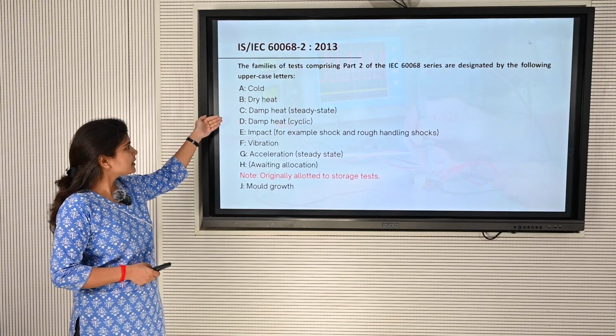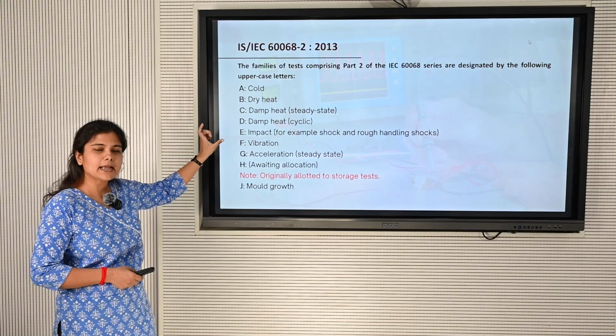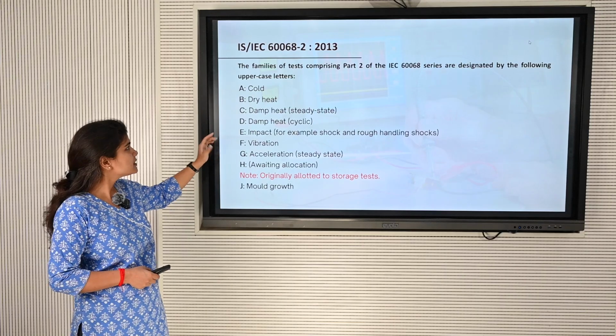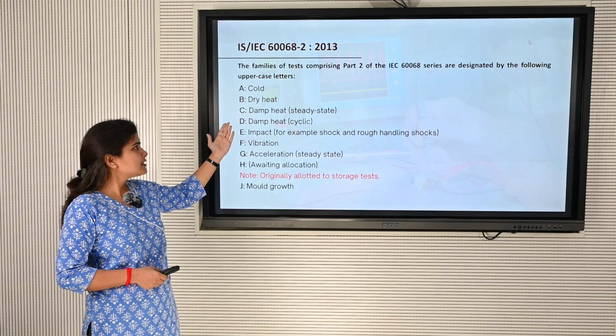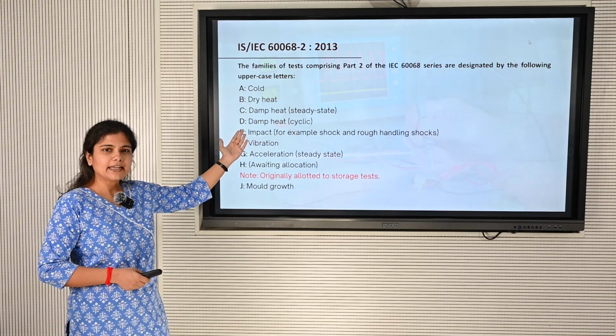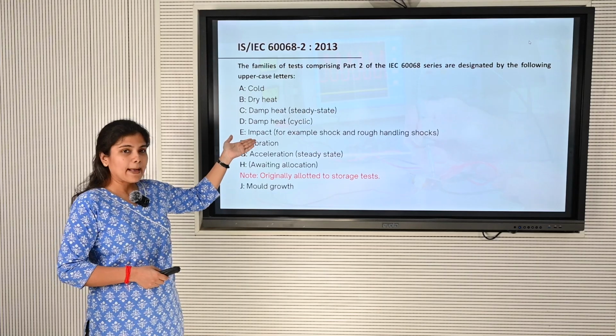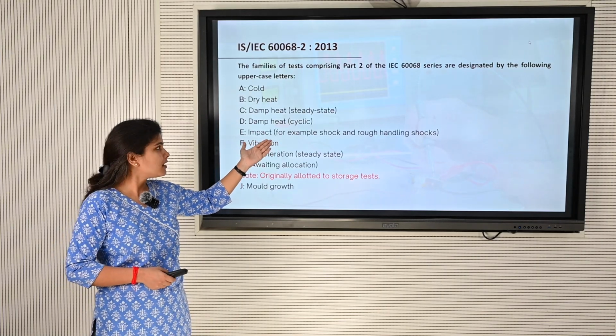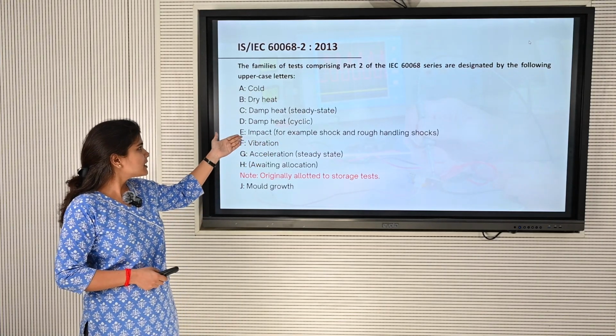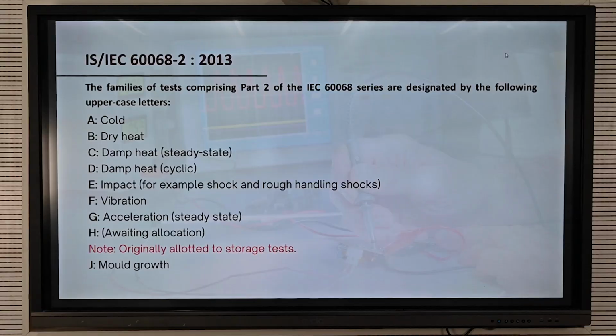It is generally written in the form of letters. These are mnemonics given to each of the tests. A is for cold test. B is for dry heat test. C is for damp heat test. It's a steady state test. D is for damp heat. Again, it's a cyclic test.